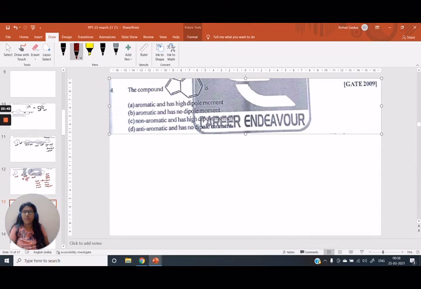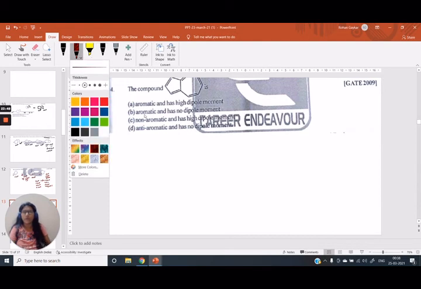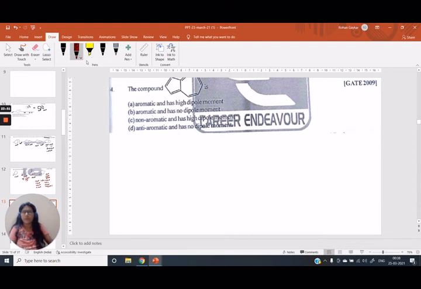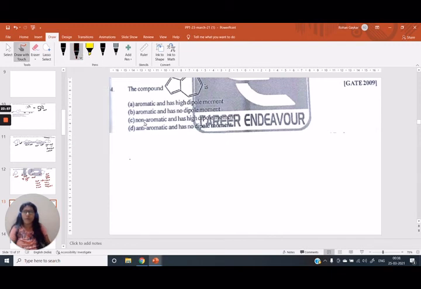Question: the compound is aromatic and has the highest dipole moment. Option 2 is aromatic and has no dipole moment. Option C is non-aromatic and has high dipole moment. Option D is anti-aromatic and has no dipole moment.